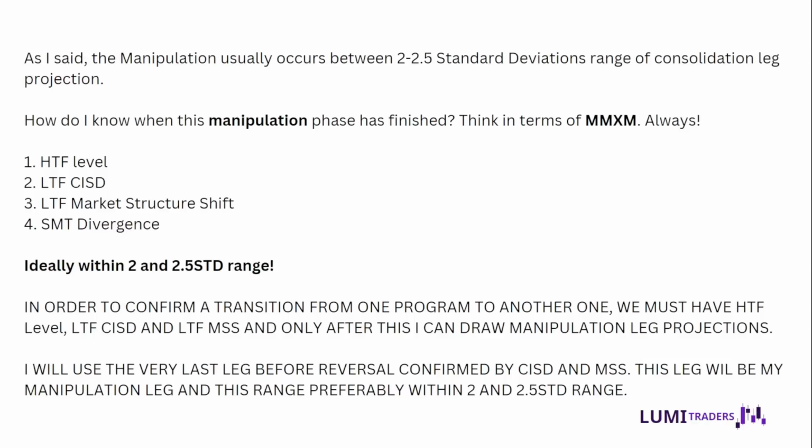And in order to confirm the transition from one program to another, for example, from buy program to sell program, or from sell program to buy program, we must have a high time frame level. Then we must have a lower time frame change in the state of delivery, order block, real order block, and a lower time frame market structure shift. And only after this can I draw the manipulation leg projection. So I will use the very last leg before reversal confirmed by change in the state of delivery and market structure shift. This leg will be my manipulation leg, and this range preferably must be within 2 and 2.5 standard deviation.